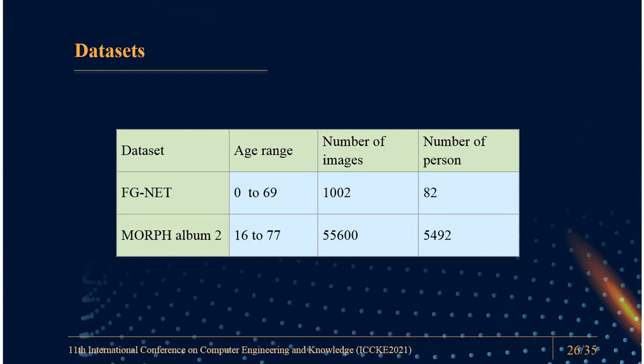Experimental results. First, the datasets. We evaluate our work using two datasets, FGNet and Morph Album 2. The FGNet dataset is a popular dataset. The age range is between 0 and 69, the number of images is 1002, and the number of persons is 82. Morph Album 2: the age range is between 60 and 77, the number of images is 55,600, and the number of persons is 5,492.